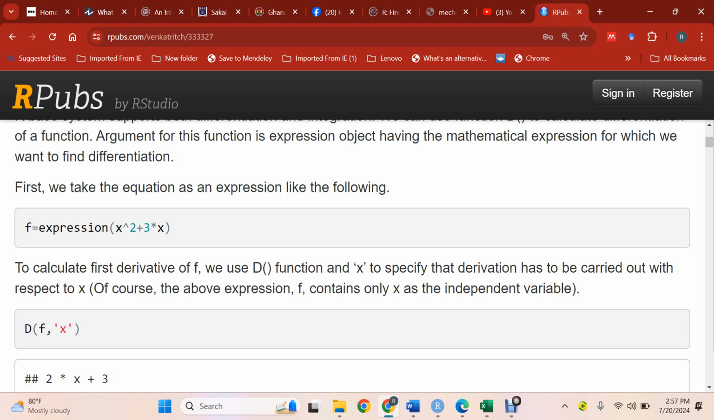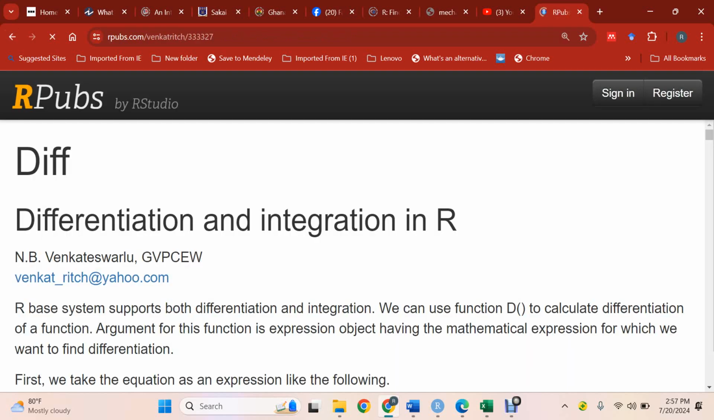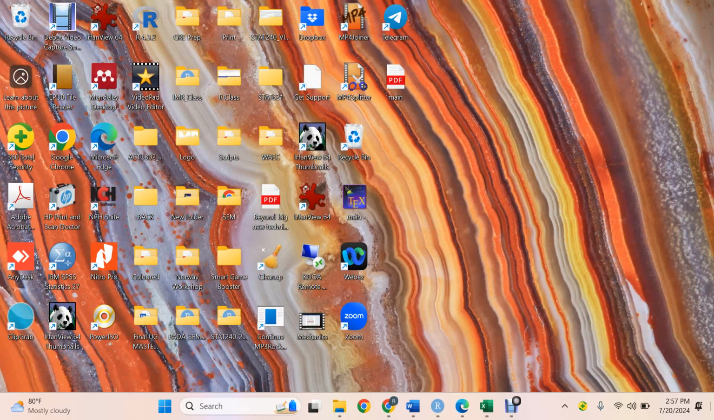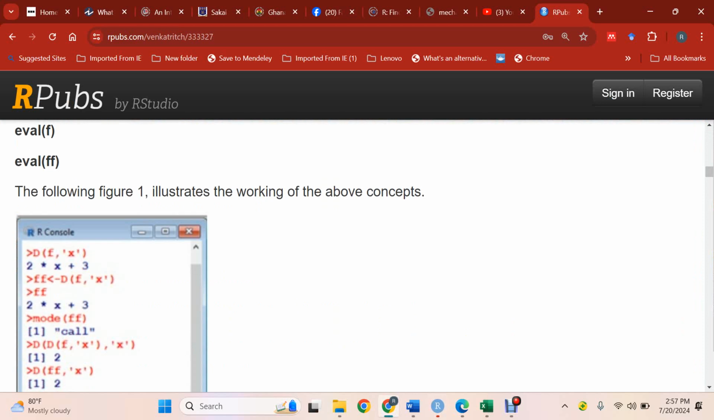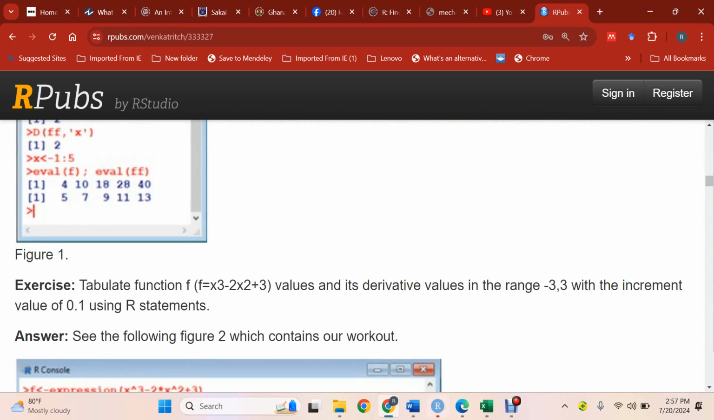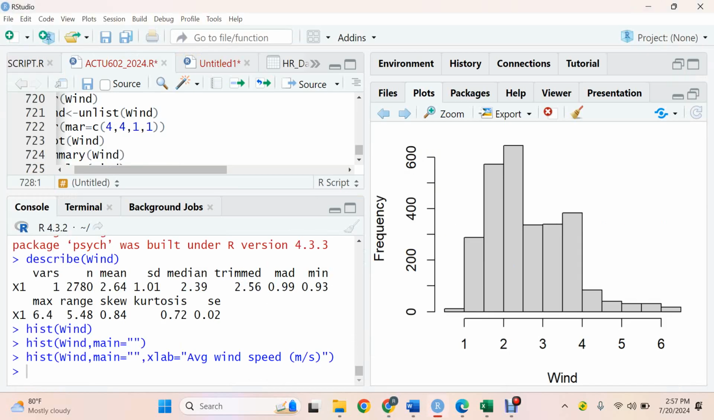I just type differentiation in R, and you have so many of them. You can do integration as well. So we can use R to do all these things. It's up to you to explore some of this stuff, and you can evaluate it and so forth. Okay, all right, so that's one. You can do so by differentiating.